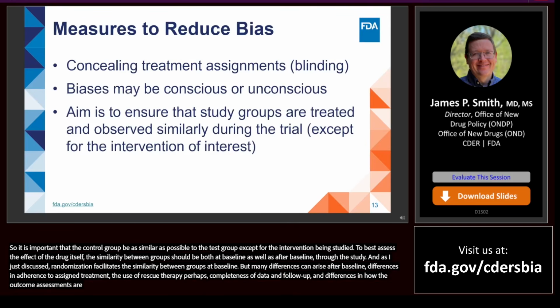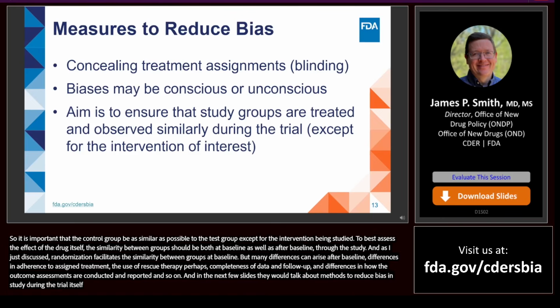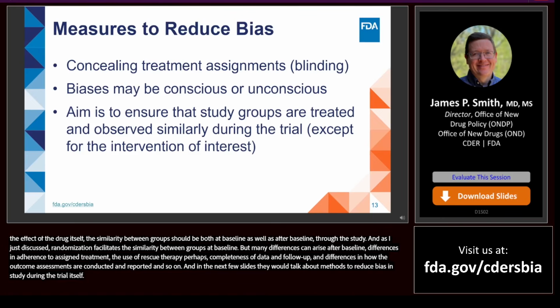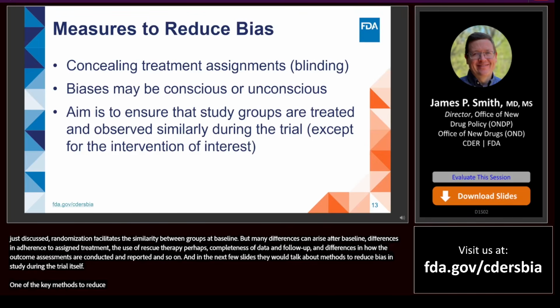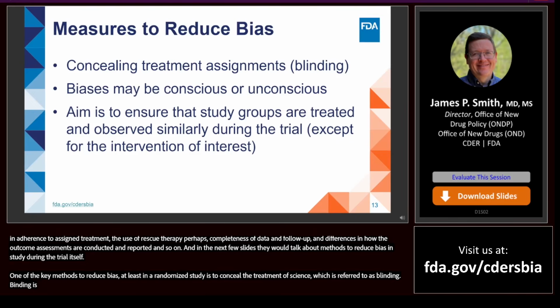One of the key methods to reduce bias, at least in a randomized study, is to conceal the treatment assignments, which is referred to as blinding. Blinding is intended to minimize the impact of potential biases that could be conscious or unconscious. And as I just said, the aim here is to ensure that the study groups are treated and observed similarly during the trial, except for the intervention of interest.